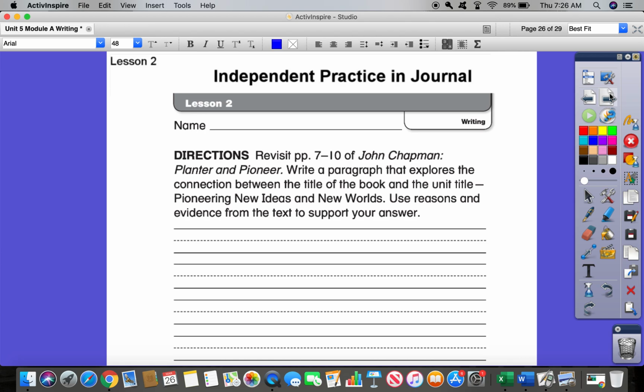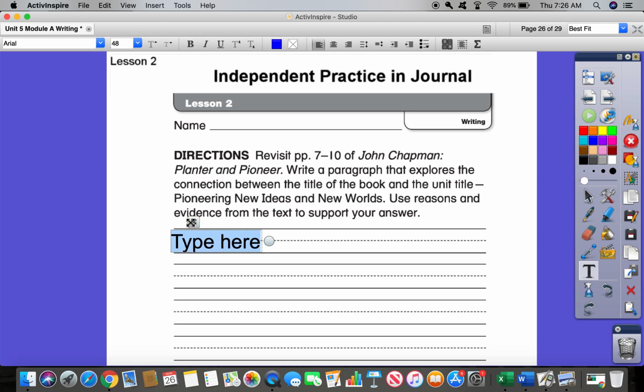So now it's your turn. Under lesson 2 in your writing journal, in your Google document, you're going to complete this question for lesson 2. So you're going to revisit pages 7 to 10 of John Chapman, Planter and Pioneer. Then write a paragraph that explores the connection between the title of the book and the unit title, Pioneering New Ideas and New Worlds. Use reasons and evidence from the text to support your answer. So I will help you by giving you a sentence starter.